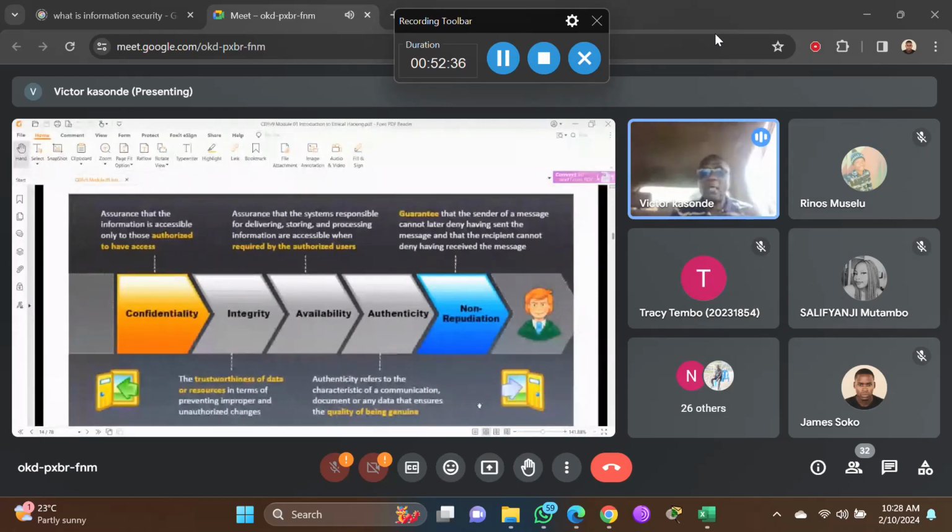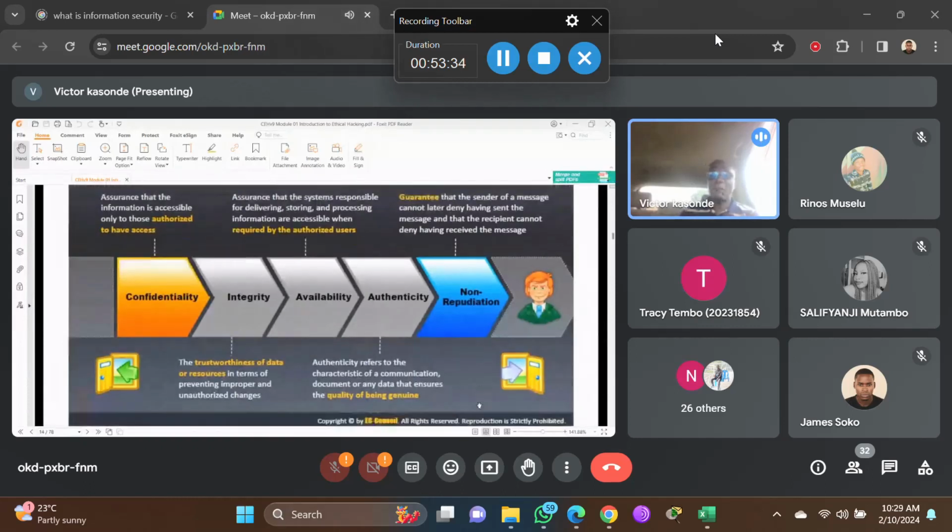Okay, let us look at the last one, which is non-repudiation. This is a guarantee that the sender of a message cannot later deny having sent the message, and that the recipient cannot deny having received the message. This is non-repudiation, whereby I send you the message and then you say, no, it's not the actual message. So the sender, meaning if I'm a sender, I should not deny that I'm the one who sent the message to you. And the receiver of the message should not at any point say, no, I'm not the one who received that message.